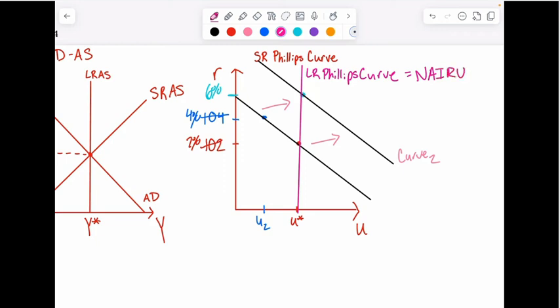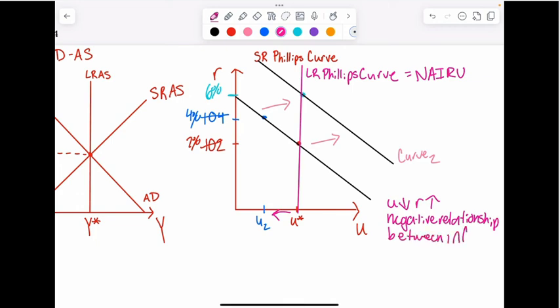So we can see from our Phillips curves that in the short run, which is this line, those are short run, that as our unemployment goes down, as we see here, our unemployment went down, our inflation goes up, which means there's a negative relationship between inflation and unemployment.